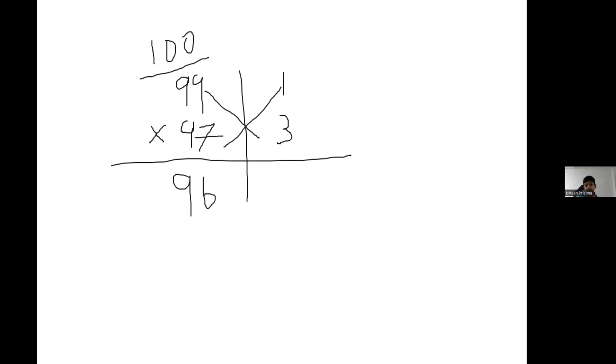Now, because we have our base number as 100 over here, here also there will be two digits because there are two zeros. So we keep our ones place as 3. But now what happens to the tens place? The tens place, we add a zero as a placeholder. And we've got our answer, 9603.